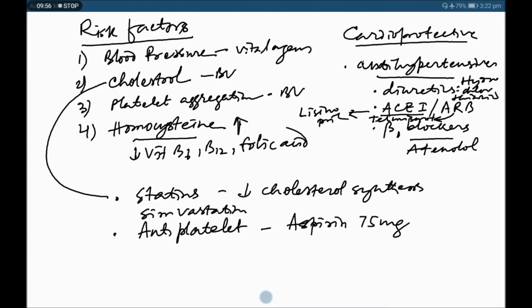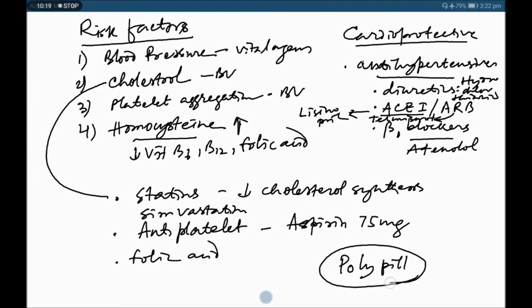Then for the increased homocysteine, we can complement it by the use of folic acid. So a cardioprotective kit will contain a few antihypertensives, a statin, an antiplatelet drug and folic acid. Nowadays we use a term called polypill. A polypill is a pill which contains at least 3 antihypertensive drugs, one statin, one antiplatelet, and also folic acid.